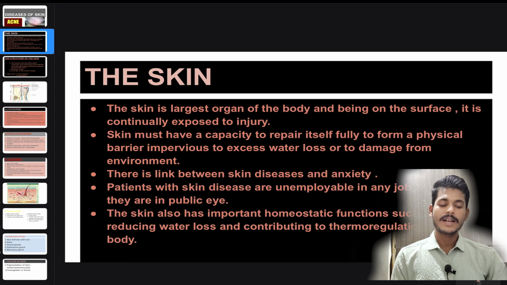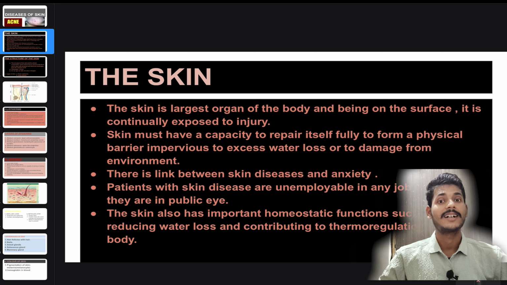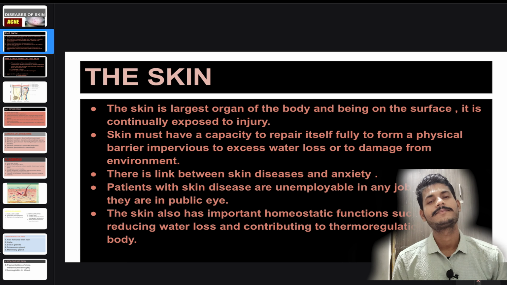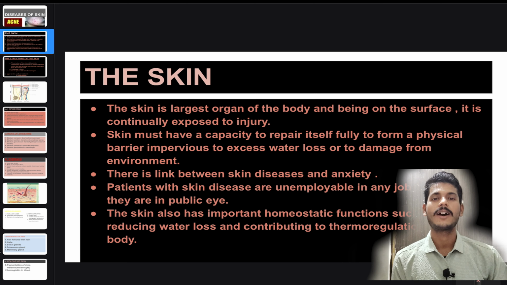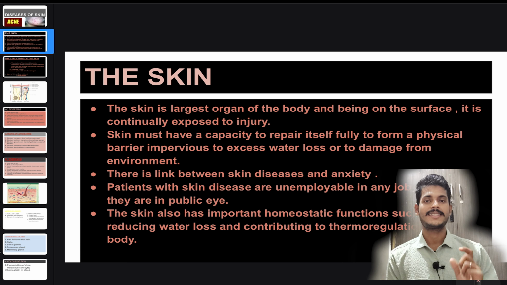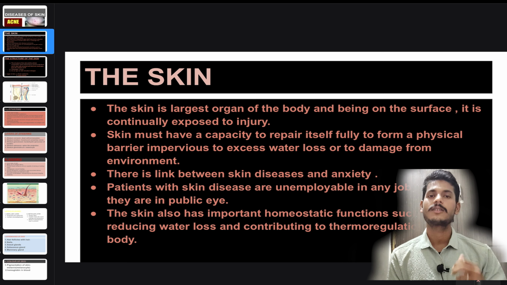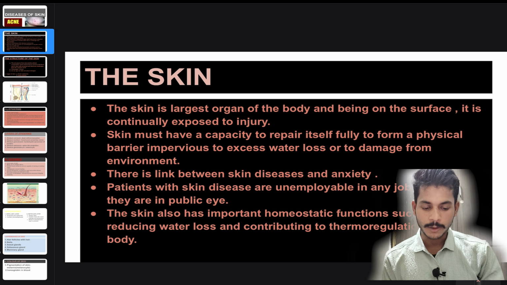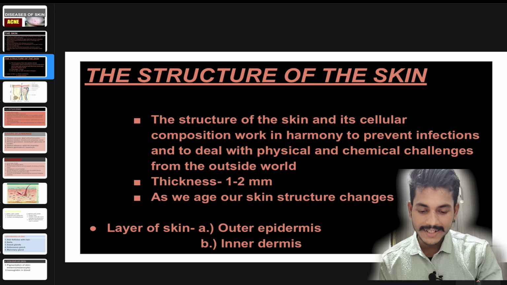Now, the skin also has an important homeostatic function, which we discussed already, contributing to thermoregulation. Thermoregulation means maintaining a constant temperature. What is the optimum temperature of our body for enzymatic reactions? Yeah, very good. It's 37 degrees Celsius. At 37 degrees Celsius, our enzymes work optimally. Fine, no problem. Now, let's come to the next slide.